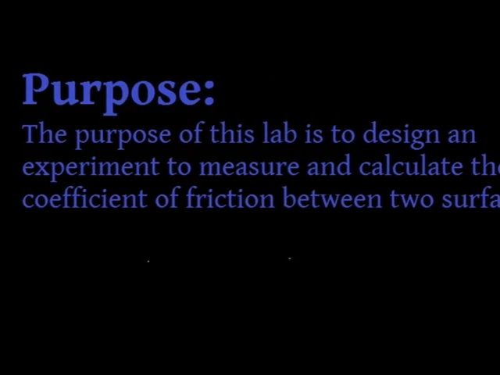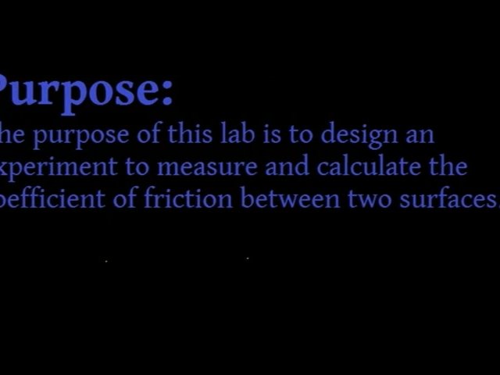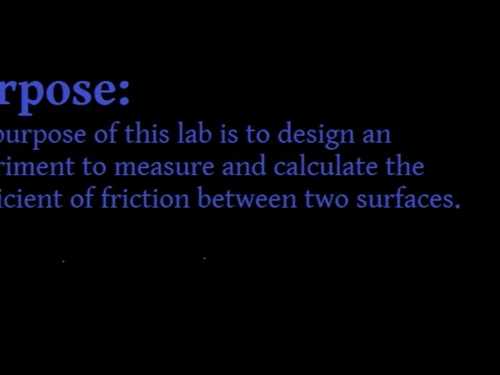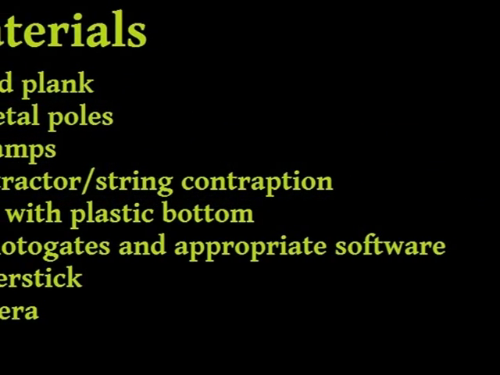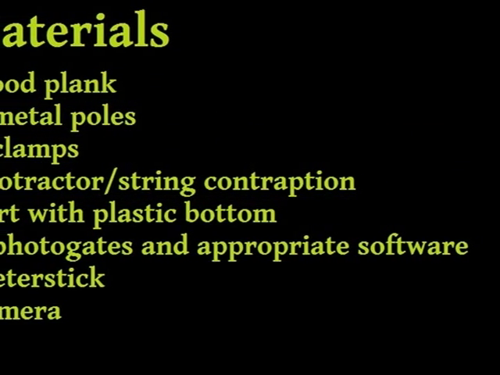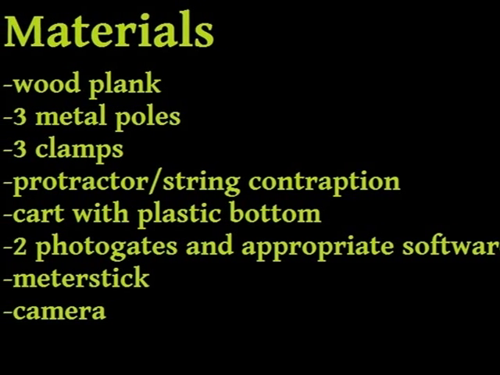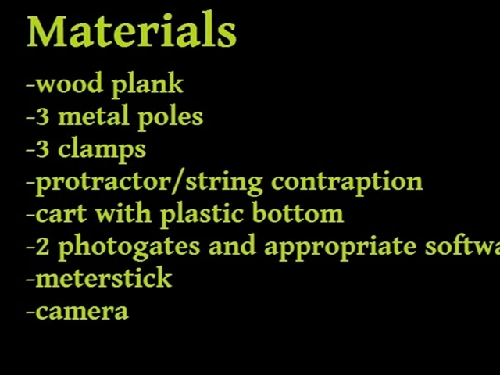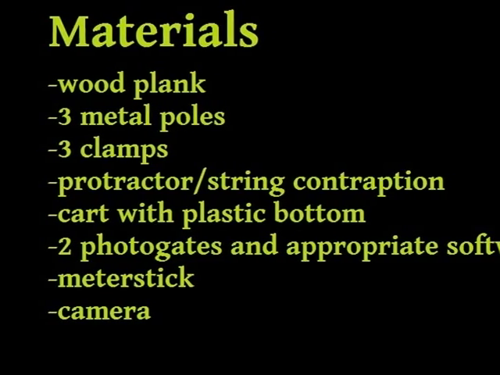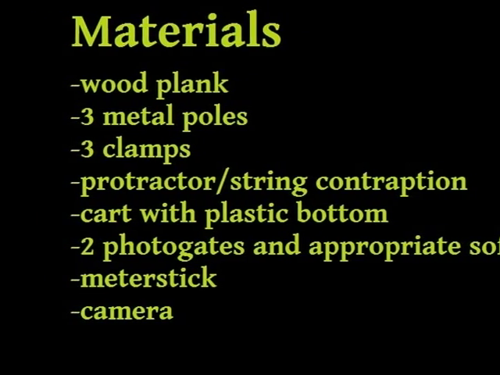The purpose of this lab is to design an experiment to measure and calculate the coefficient of friction between two surfaces. The materials we used for this lab were a wood plank, 3 metal poles, 3 clamps, a protractor with a string contraption, a cart with a plastic bottom, 2 photo gates and appropriate software, a meter stick, and a camera.